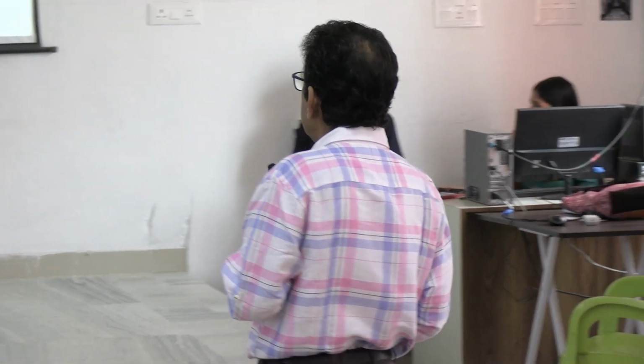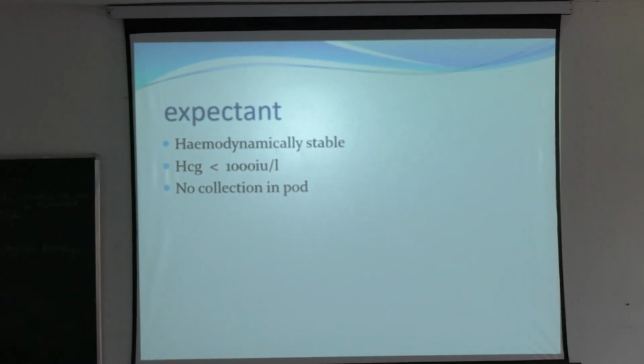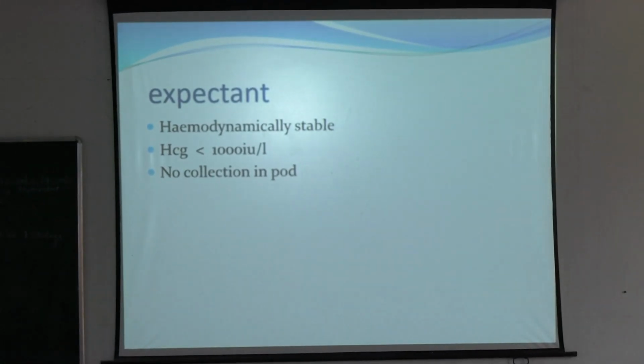And expectant management: the patient must be hemodynamically stable, and you do it where beta HCG is less than 1000. Less than 1000 means trophoblastic activity is very, very low. It is expected it will go further low. That means the fetus is dead, the trophoblast is also going down, and there is no collection or minimal collection, less than 100 cc like that. Less collection in the POD means it is not much disturbed, and already the tubal mole is there, already the pregnancy is dead.